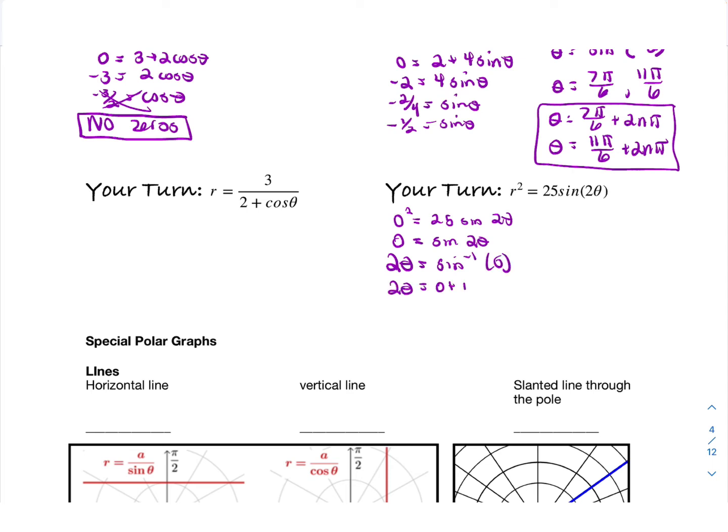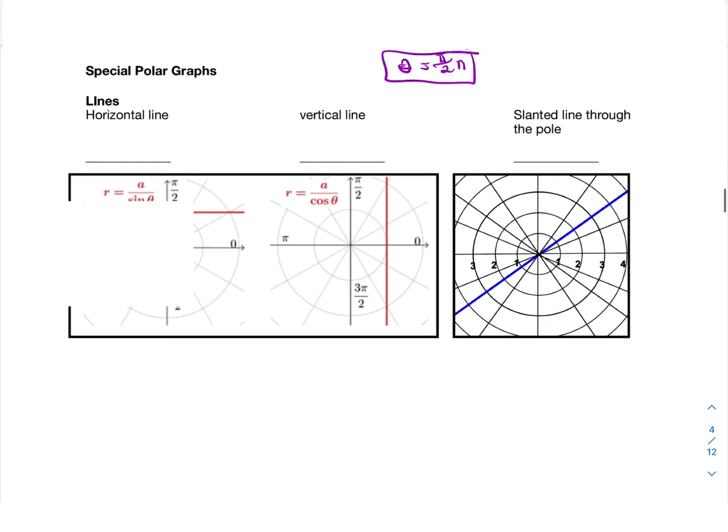So I end up with 2 theta is equal to 0 plus n pi. And so theta is going to be equal to 0 plus n pi over 2. So if I'm looking at all the angles from 0 to 2 pi that are zeros in this function, I could write that as pi over 2, pi, and 3 pi over 2, or I can just write it as theta is equal to pi over 2 n.